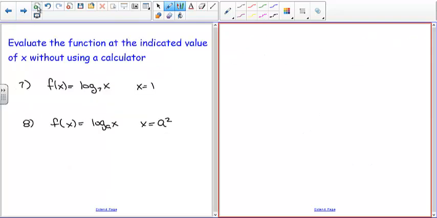Okay, next one says, evaluate the function at the indicated value of x without using a calculator. So what is f of x when x equals 1? What you do is you just plug 1 in there and see if you can figure it out. So log to the base 7 of 1. The question is, what do I need to raise 7 to get 1? Well, any number raised to the 0 power is 1. So this is going to be 0.